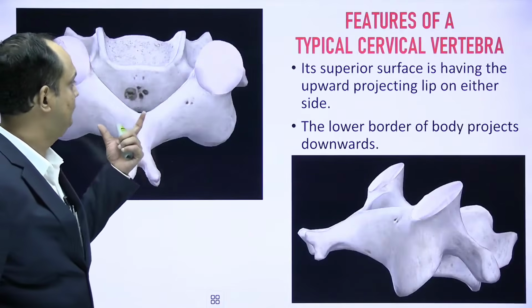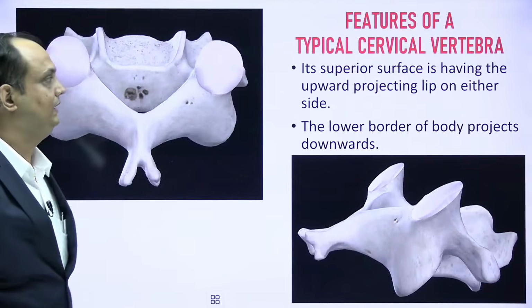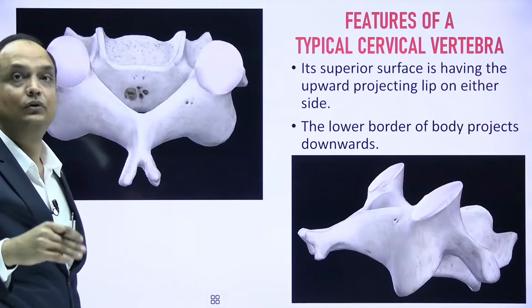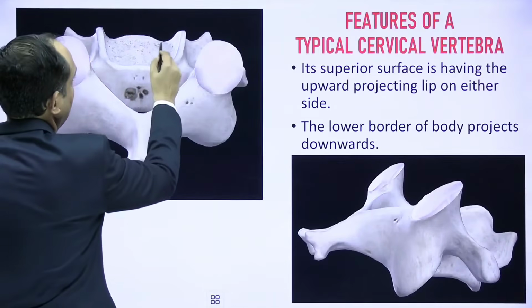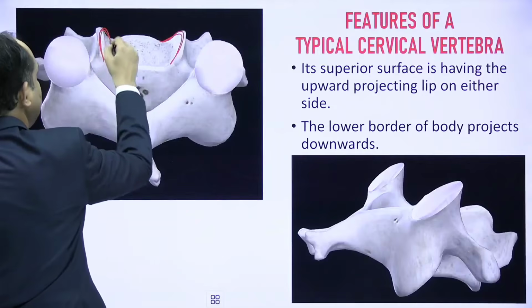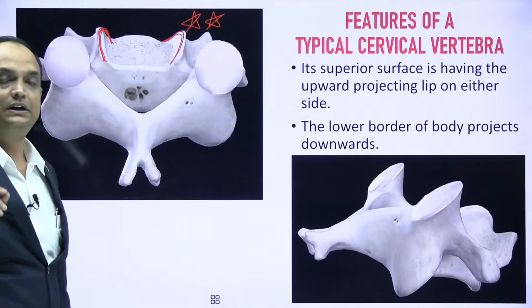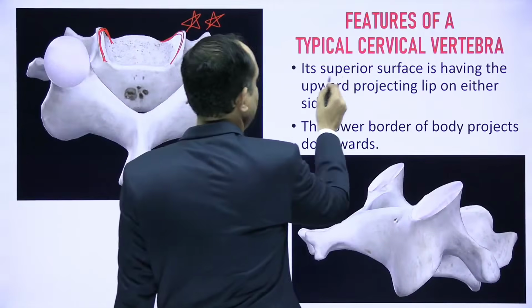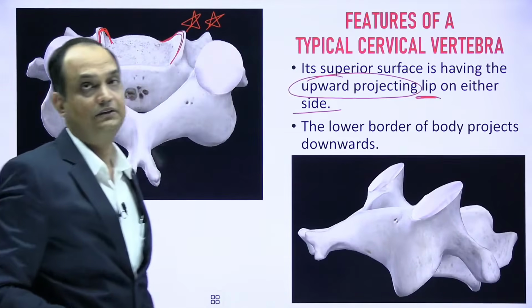Now if you see these two images, you can appreciate more important identifying features, like the superior surface and inferior surface, which you have to identify in the exam. When you see the superior surface, you have the side projections. These side projections are a characteristic feature of the superior surface of cervical vertebrae only. So the superior surface has upward projecting lips on either side.